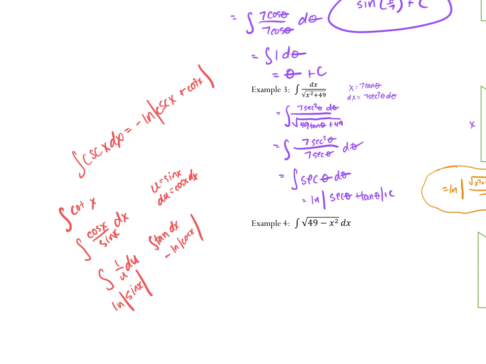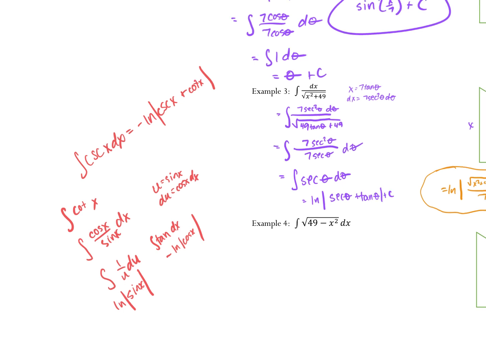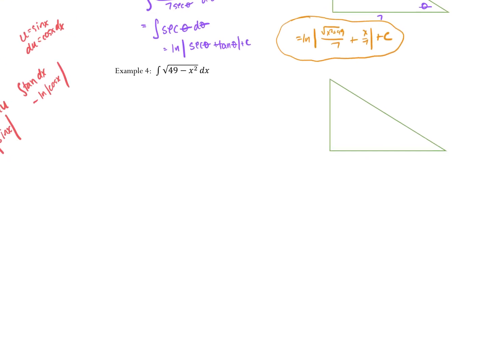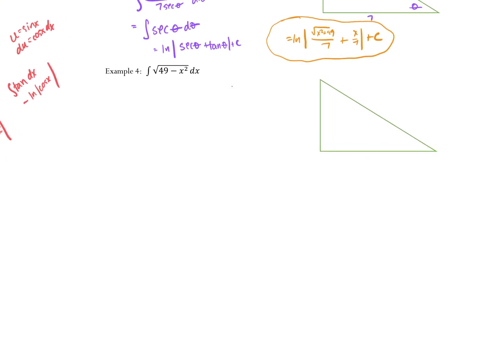Are we good? What do you think? One more? So what are we doing here? That's a good question. X equals 7 sin theta. 7 sine theta, okay. Dx then would be 7 cosine theta d theta.